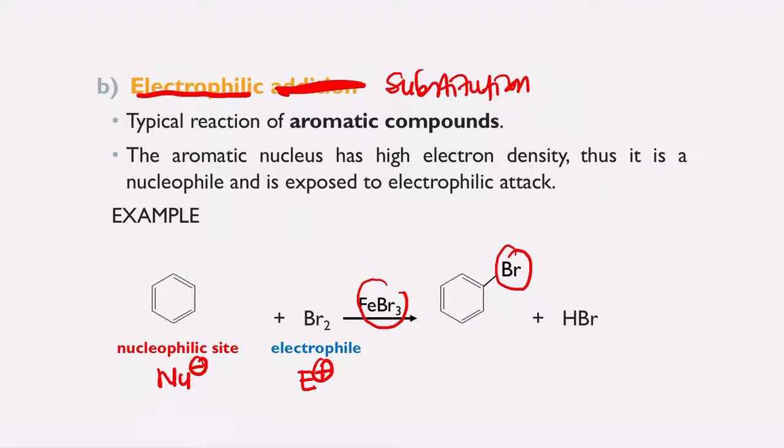So kat sini awak actually ada 1, 2, 3. Awak ada hydrogen kat sini. Okay, so basically you are actually substituting your hydrogen with your bromine electrophile. Okay, so that's why this reaction is called electrophilic substitution. Awak masukkan electrophile yang substitute H ni.